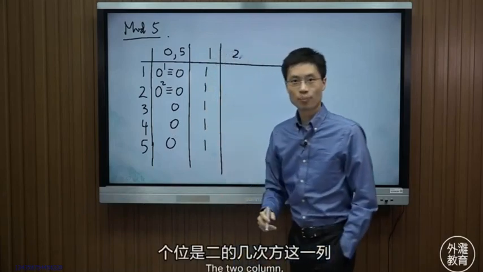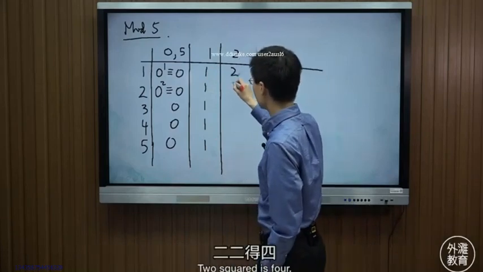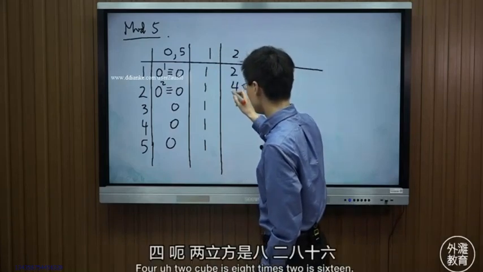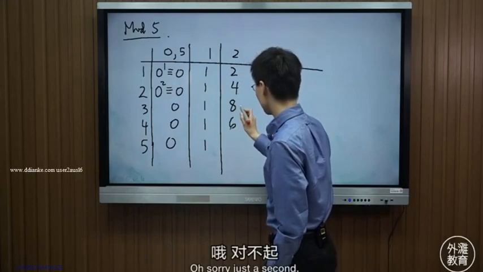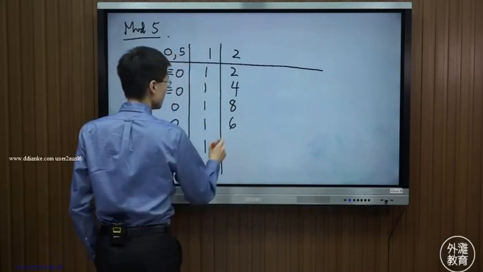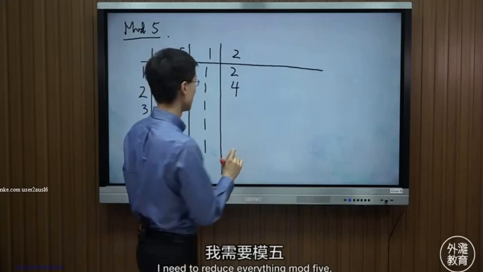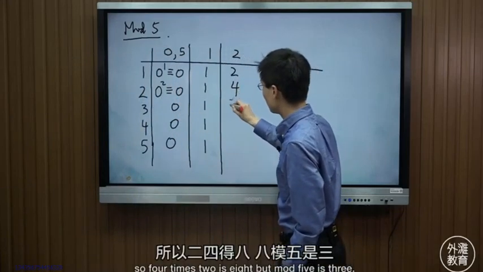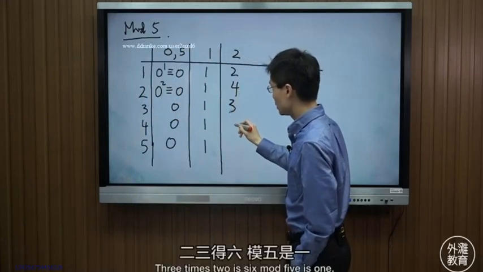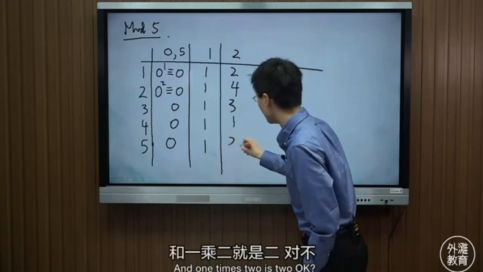The 2 column, if I look at all the powers, it is 2. 2 squared is 4. 2 cubed is 8. Times 2 is 16. Oh, sorry, just a second. I need to reduce everything mod 5. So 4 times 2 is 8, but mod 5 is 3. 3 times 2 is 6, mod 5 is 1. 1 times 2 is 2. Okay?